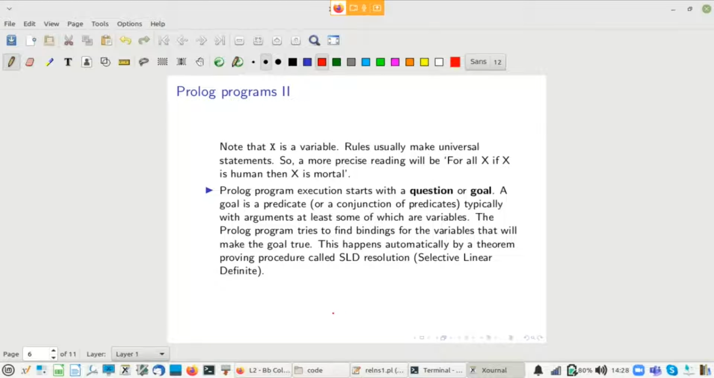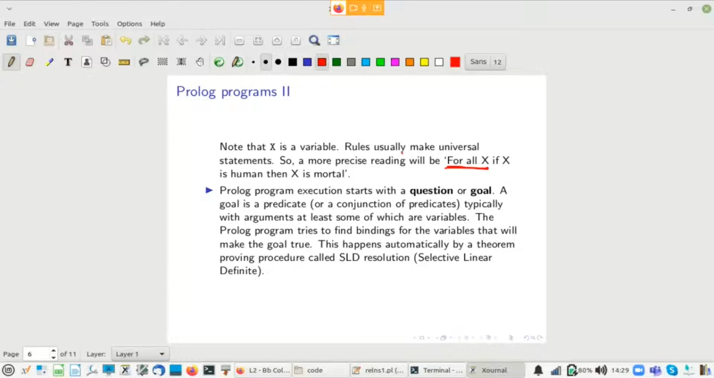So note here that x is a variable. In a rule, mostly you are asserting things about universals. That is, what you are really saying is that for all x, if x is human, then x is mortal. So you are doing some kind of universal quantification, writing this for all x.